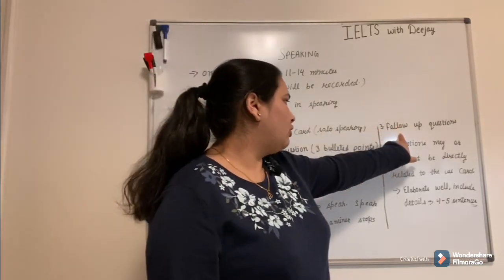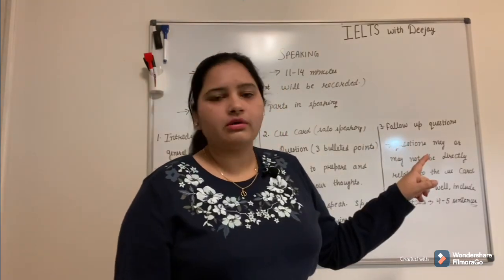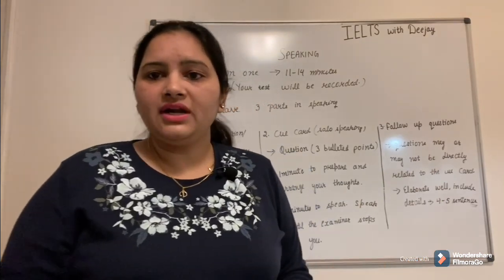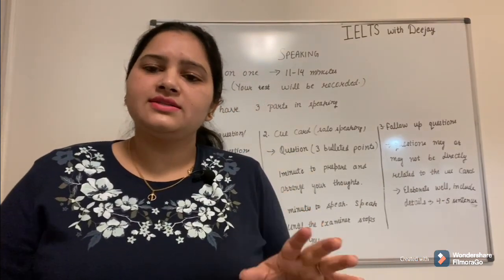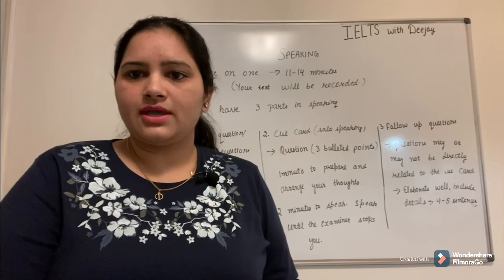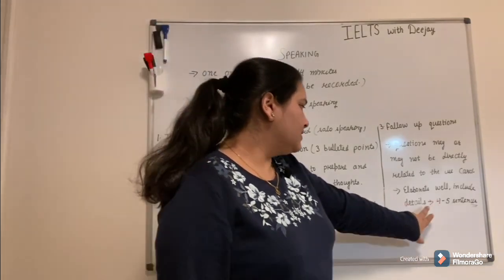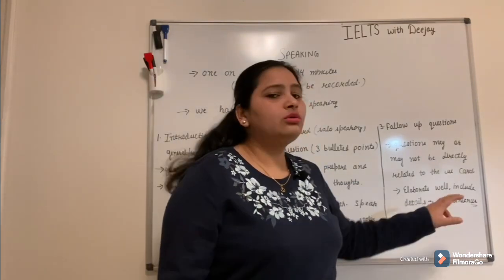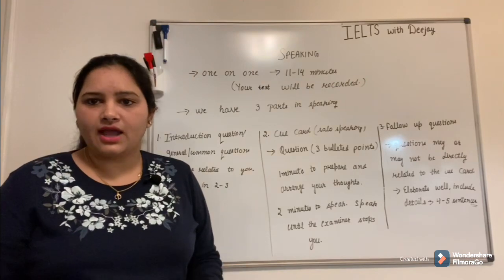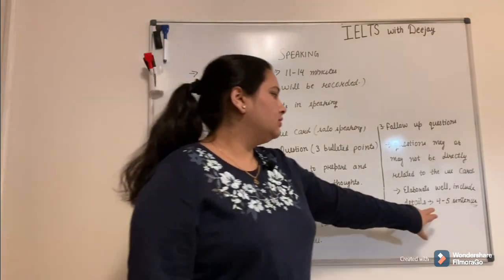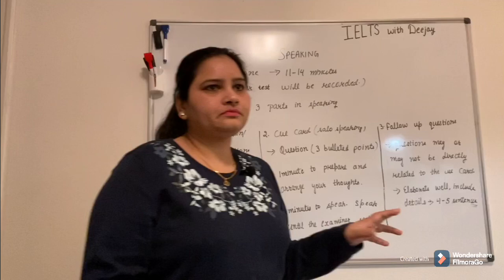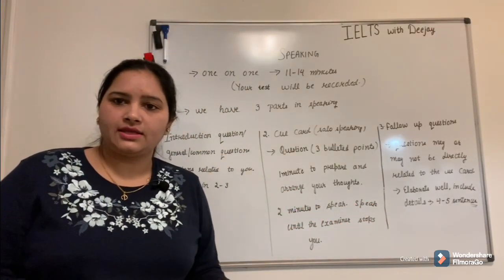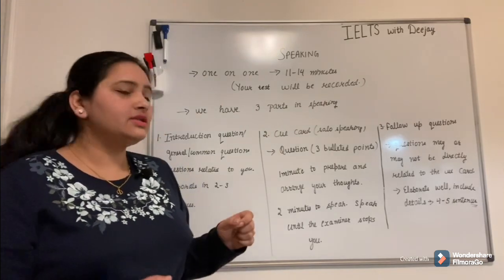After that, we get the follow-up questions. These questions may or may not be directly related to the cue card. Mostly they are, but there are chances that you can get slightly different questions as well. And these questions you must elaborate and include all the details so that the answer is complete. You must speak for 4 to 5 sentences, add the details, add everything that is being asked, because that is really important in these questions.